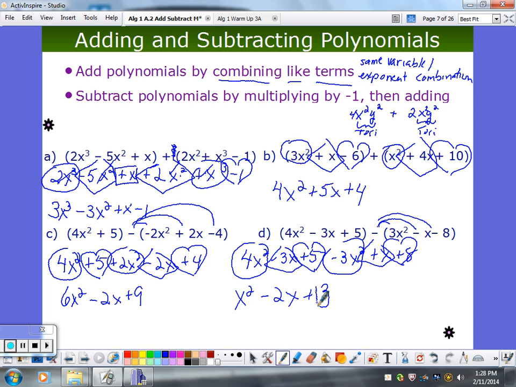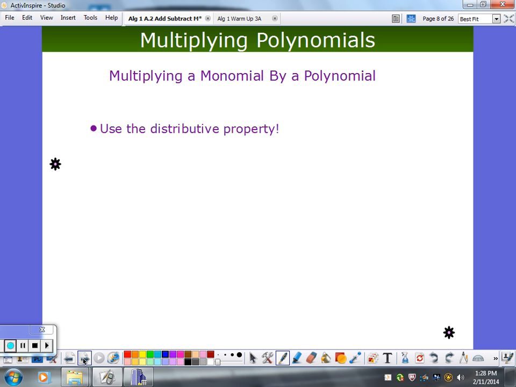Okay. Alright, so that's it. Adding and subtracting, you know how. That's all there is to that. Wait, we're not quite done yet. She's like, please be done, please be done. No. Part of it. Because what comes after adding and subtracting? Multiplying. Woohoo. You know how to do this too. Honestly, you know how to do this.